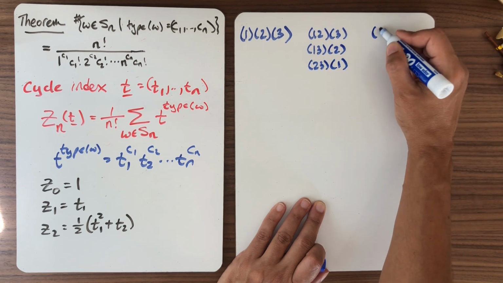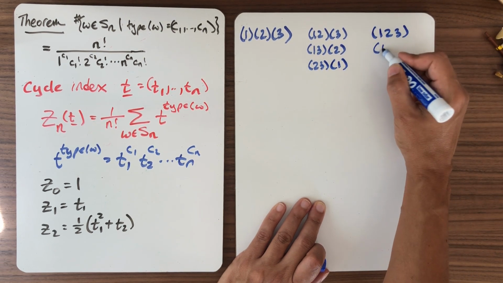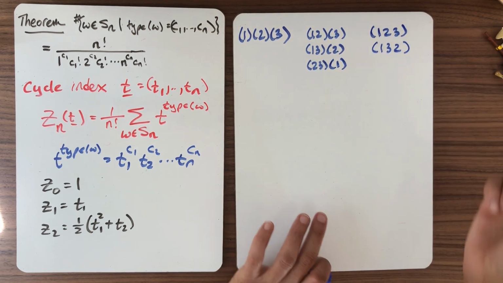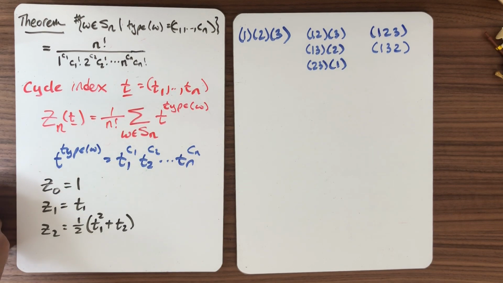And now we can write the 3 cycles: (1 2 3) and (1 3 2). Notice all I did was switch these two, keeping the head of the cycle the same, just like we learned before. And so from this data, I can now write down Z3.